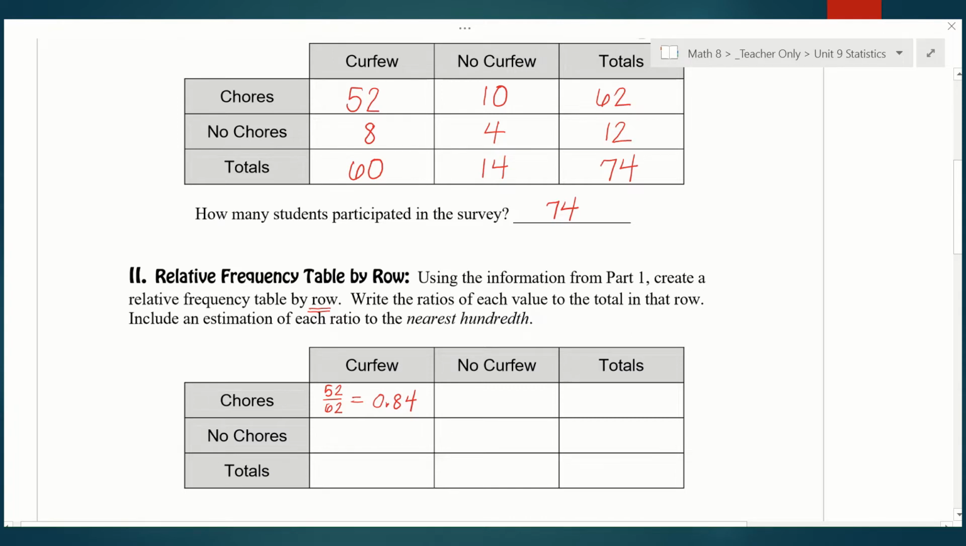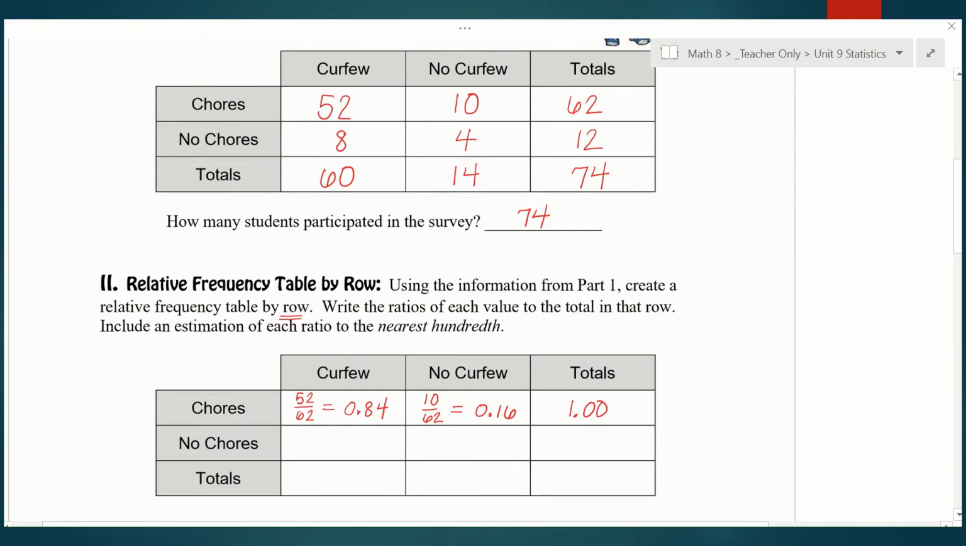Then I do the next cell in that row. There were 10 people who had chores but no curfew out of that same row total of 62. And again, if I figure that out as a decimal, I should be getting 0.16. Now, if I did this correctly, my row totals should always equal one whole. If I add 0.84 and 0.16, I do get one whole, which is exactly what I wanted.